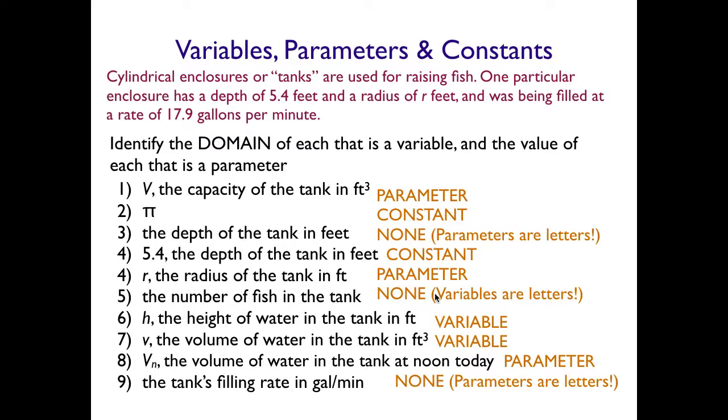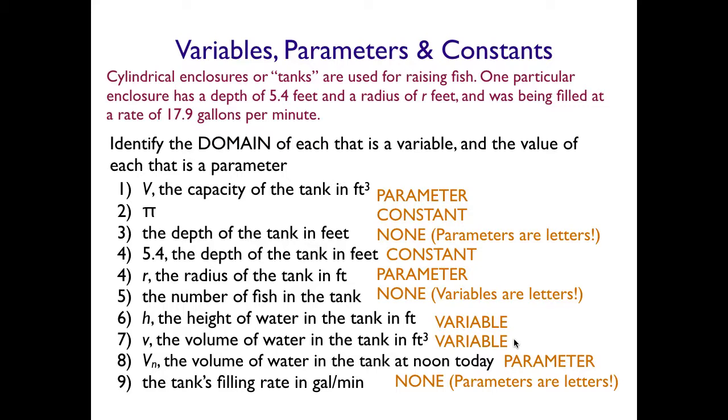All right, so the domain of this volume of water in the tank in cubic feet, which we said was varying, the domain was 0 through capital V, the capacity of the tank, number 1. What about the values of number 6, H, the height of the water in the tank in feet? What would be the domain for that?